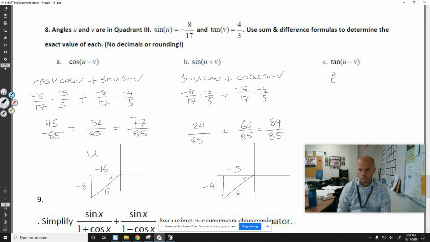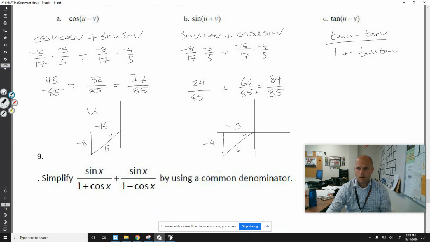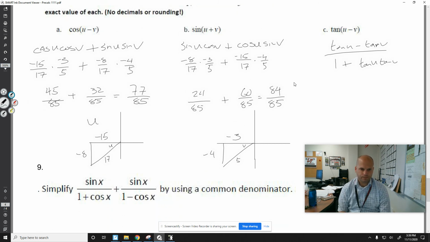Tangent. Tangent minus tangent, that's the same sign, over 1 plus tangent tangent, opposite sign. That's how I remember the double one. Just to remember this one. Okay, so tangent U, negative 8 over... oh, jeez, it's opposite over adjacent. Negative 8 over negative 15, which is positive 8/15. Minus tangent V, negative 4 over negative 3, 4/3.